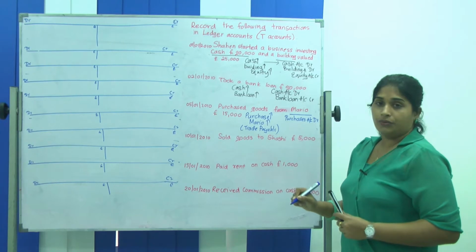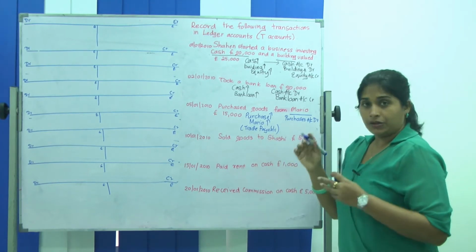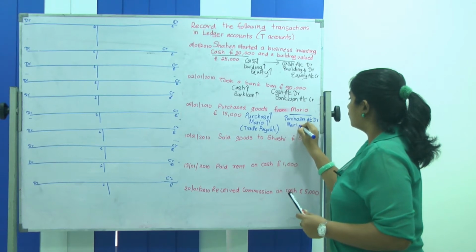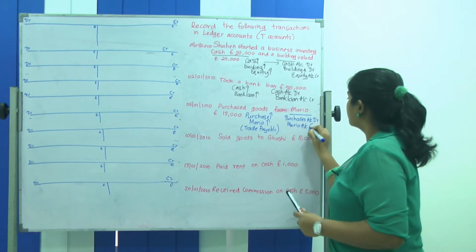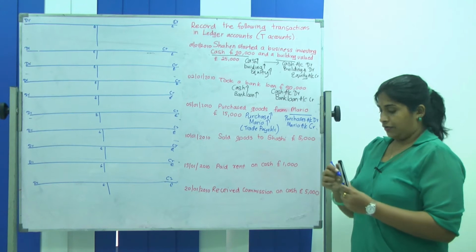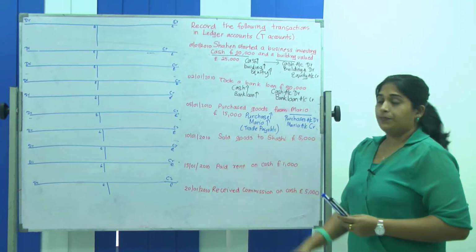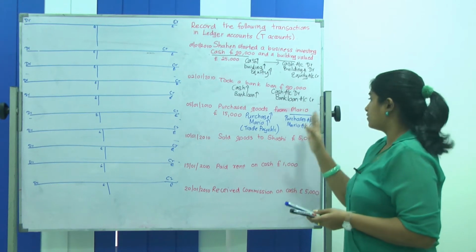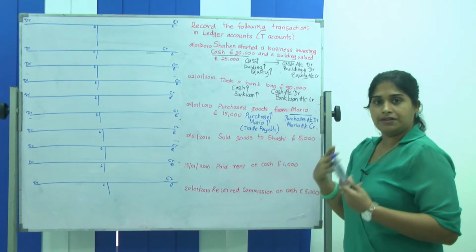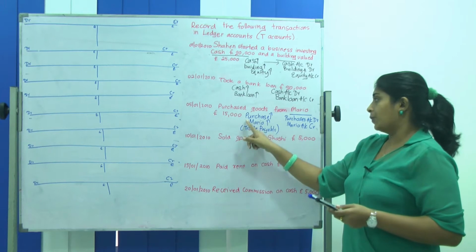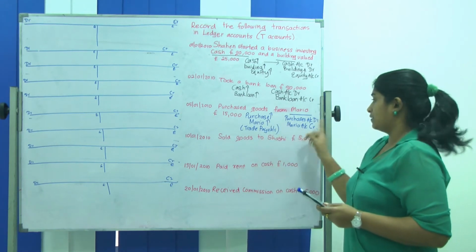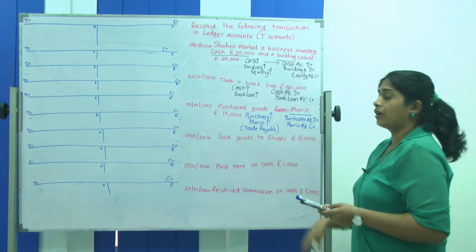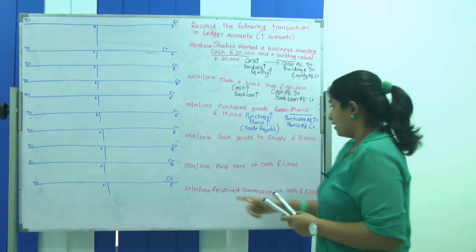And Mario, who is a trade payable, is a liability. When liability increases, Mario's account will be credited. Okay, Shaheen purchased goods from Mario. So Mario on credit only is purchasing. So Mario becomes a trade payable. Trade payables are liabilities. So purchases increases, the purchases account will be debited. Mario is becoming a trade payable, so Mario's account will be credited.